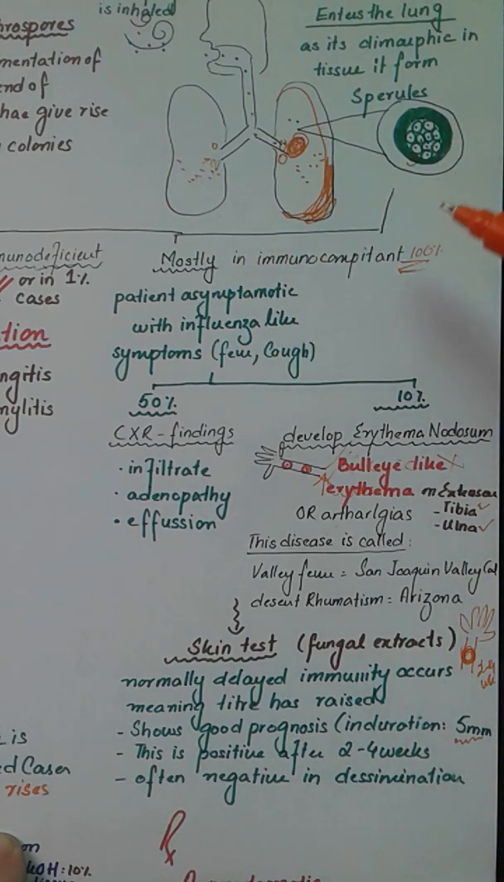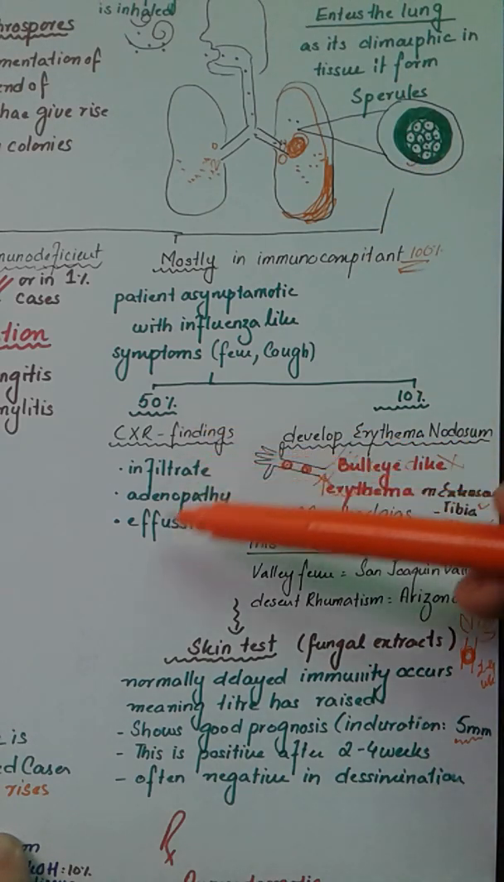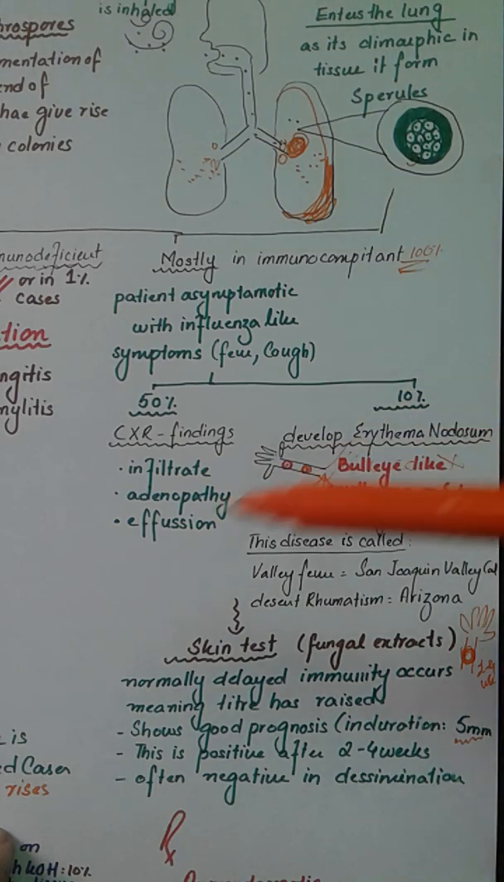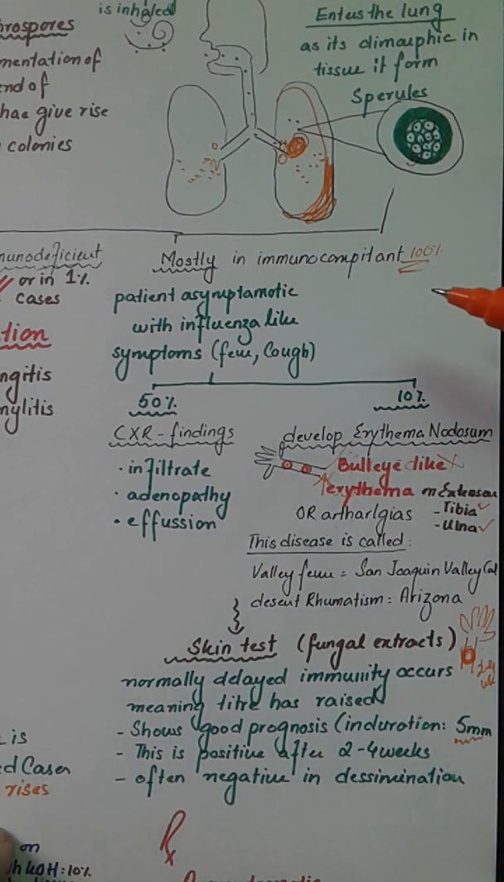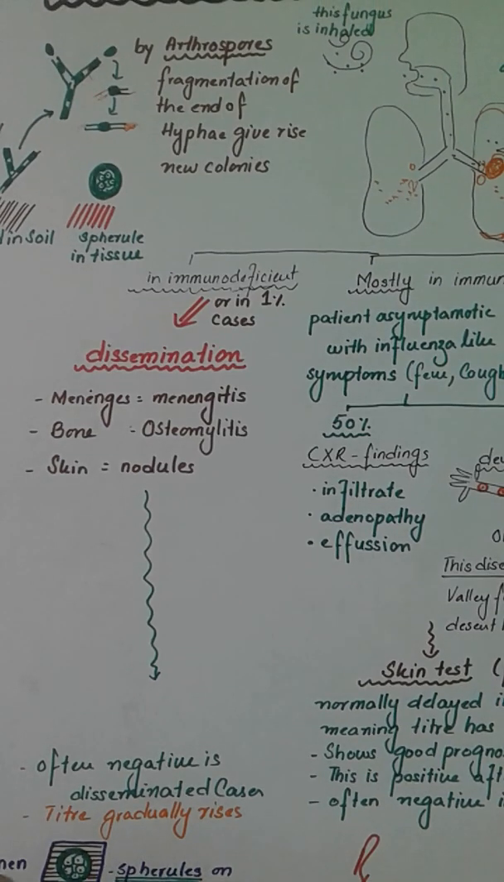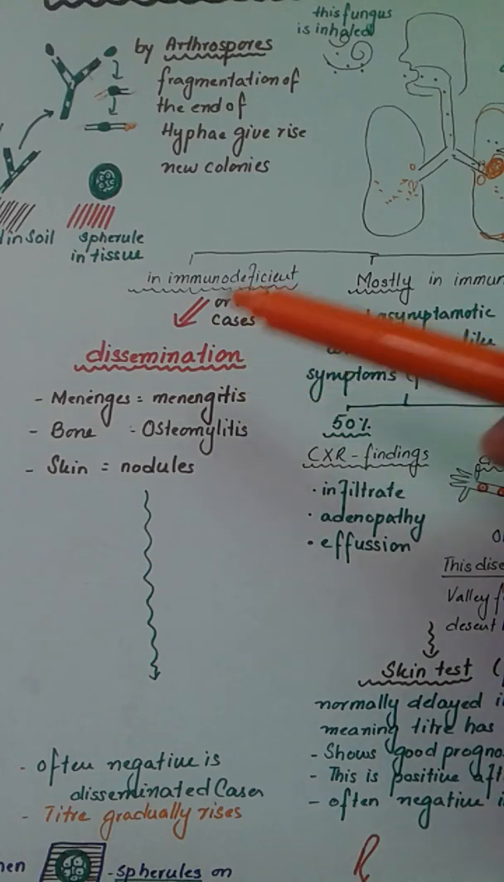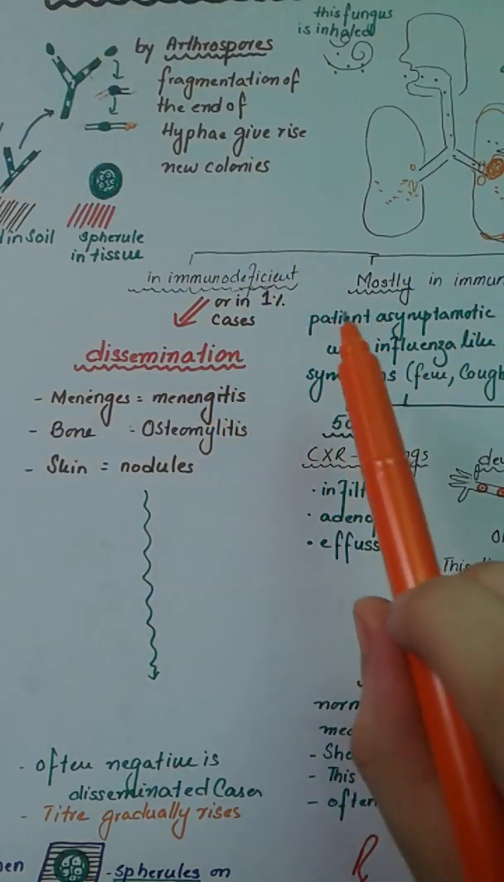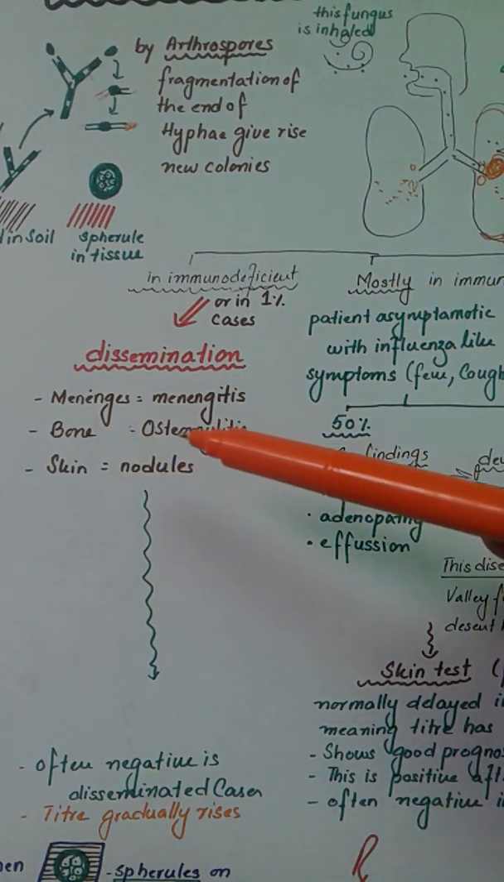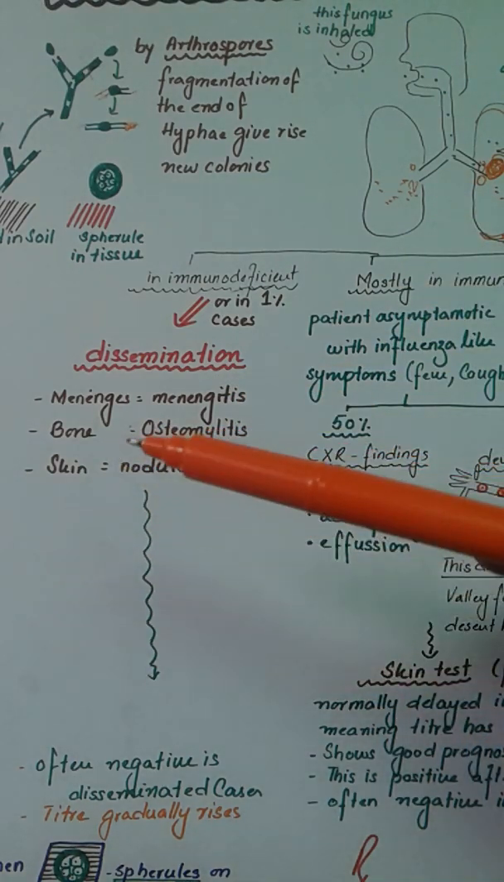So hence we can say in approximately 100 patients, only 50% have a few lung findings, and approximately 10% develop erythema nodosum. So it is not very severe in immunocompetent people. But what happens in immunodeficient people? Immunodeficient people take up that 1%, that unlucky 1%, in which this fungus can go to the brain and cause meningitis-like symptoms. It can go to bone and cause osteomyelitis and skin nodules.